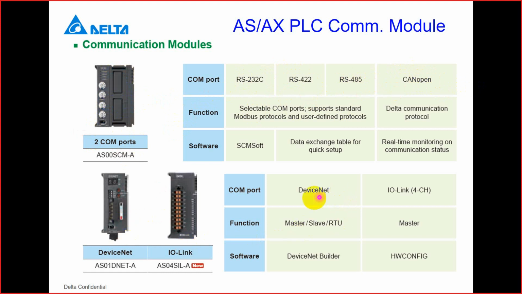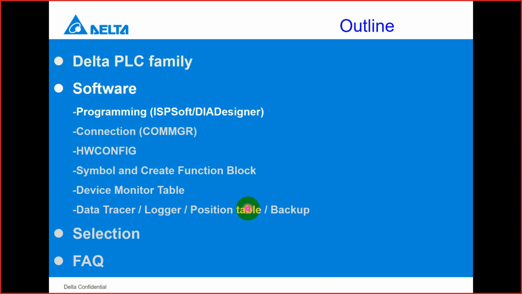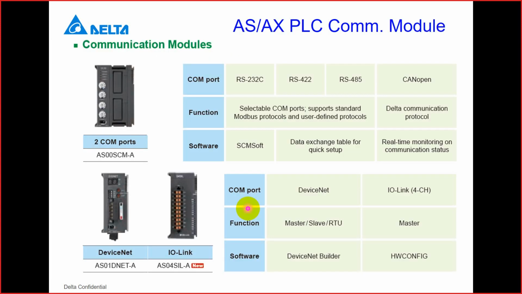And we also have DeviceNet and I/O Link. Okay, so DeviceNet can work as either master or slave or remote. And for I/O Link, basically this is the master. So for example, if you have the Keyence, Omron or Allen-Bradley I/O Link sensor, then you can use the AS I/O Link module to connect the sensor and get the information back. Okay, that's all for the first part.